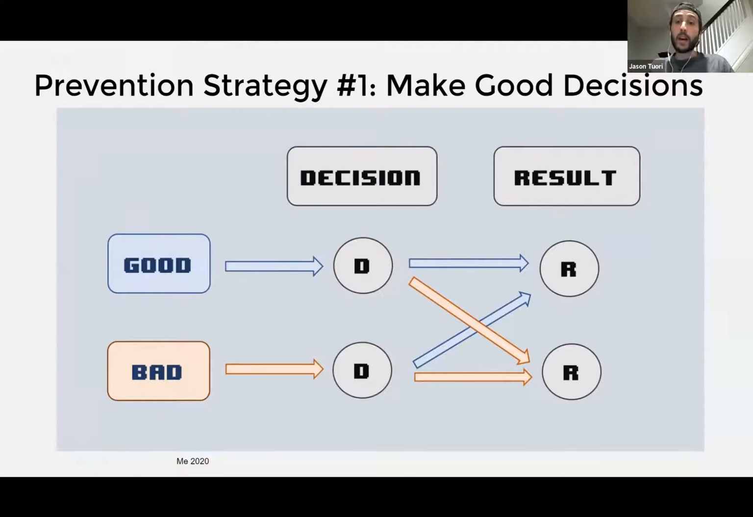So you can't always avoid the bad result. You can make a good decision and have a bad result, but I personally would much rather make a good decision and end up with that bad result than make the bad decision and end up with the bad result, knowing that at least I did everything I could. So the prevention strategy number one is make good training decisions. And if you don't have a training log or an actual plan, a good place to start would be make a plan. And then sometimes don't listen to that plan, because you're going to listen to your body first.